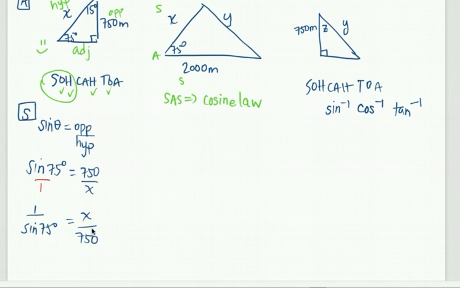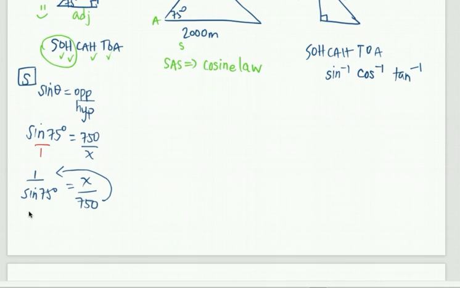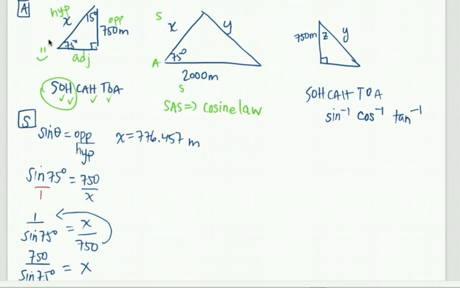Okay, all right, so we flip them both, and then we're just going to toss the 750 over there. See, it's divided right now. I'm going to multiply it over there. So 1 times 750 is 750, and then divided by sine of 75. So when we do that, we will get 776.457, etc. meters, okay? All right, so that is now your x value here, okay?